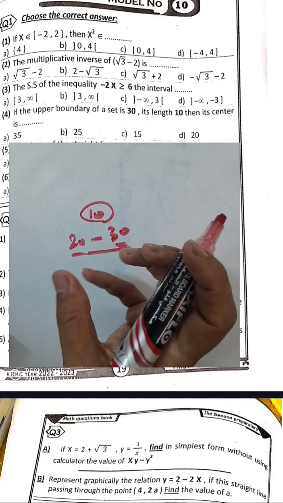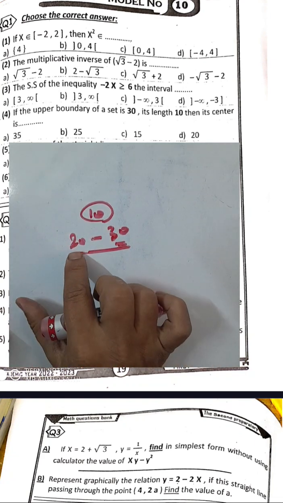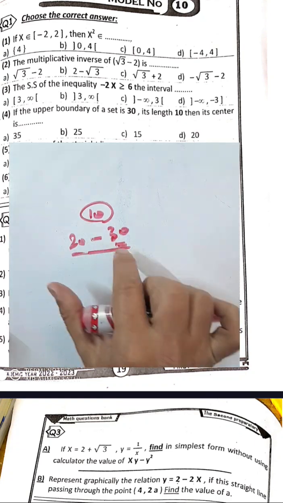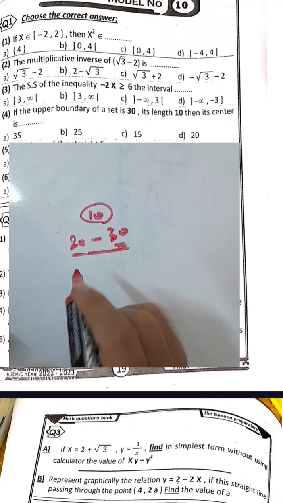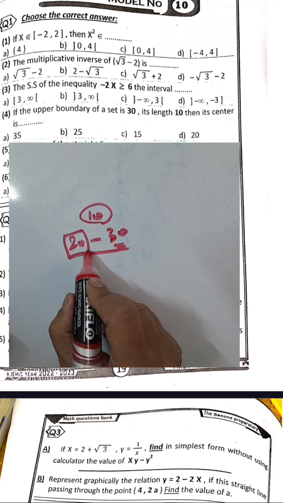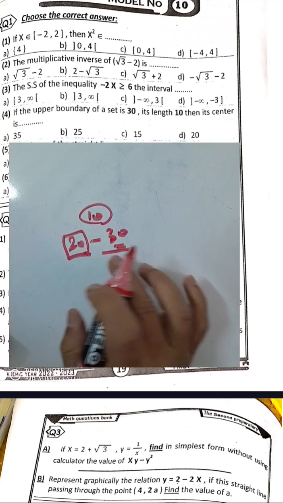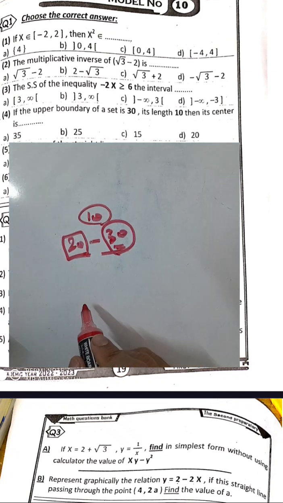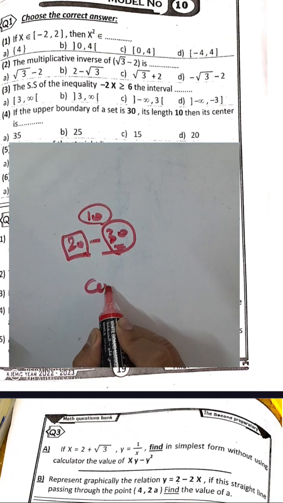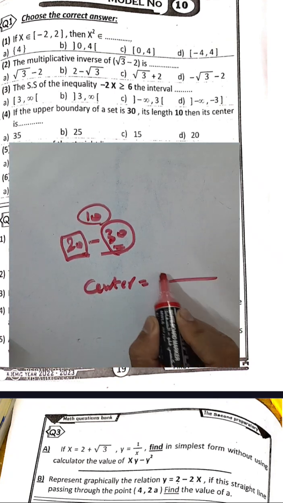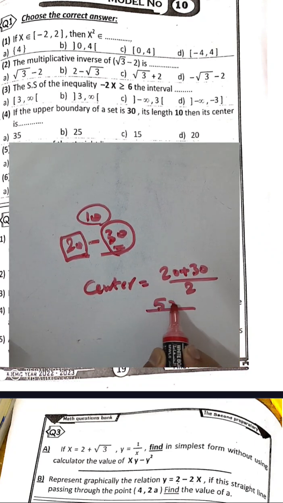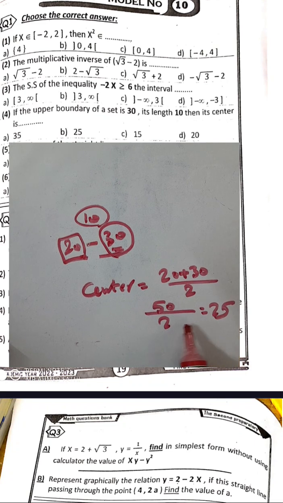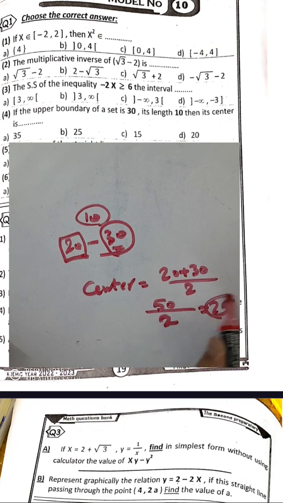The length of this interval means the lowest number plus 10 equals 30. Then 20 plus 10 equals 30. Then we have two numbers. The lowest number will be 20 and the upper number will be 30 in this interval. You want to find the center: 20 plus 30 divided by 2. 20 plus 30 equals 50, divided by 2 equals 25. The result here will be 25.